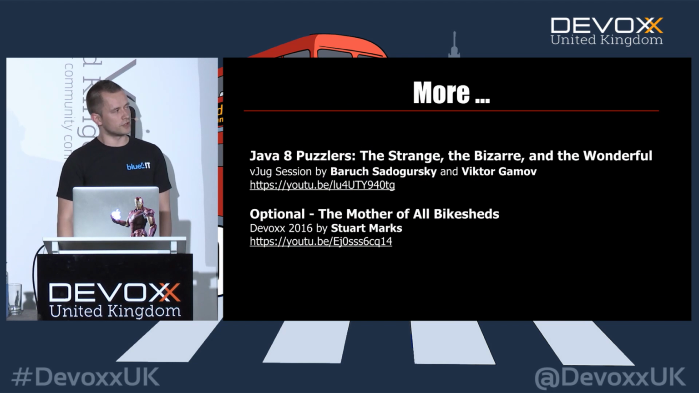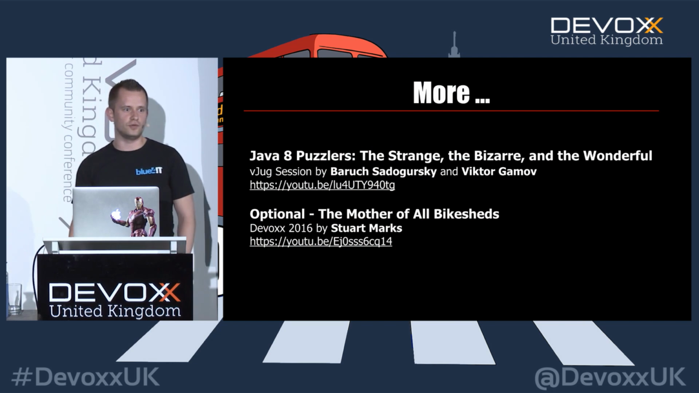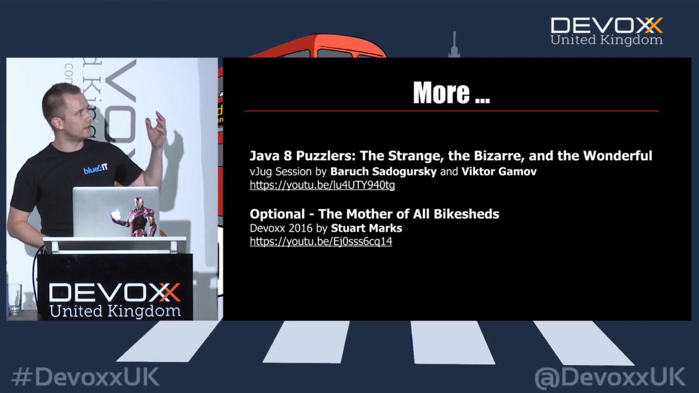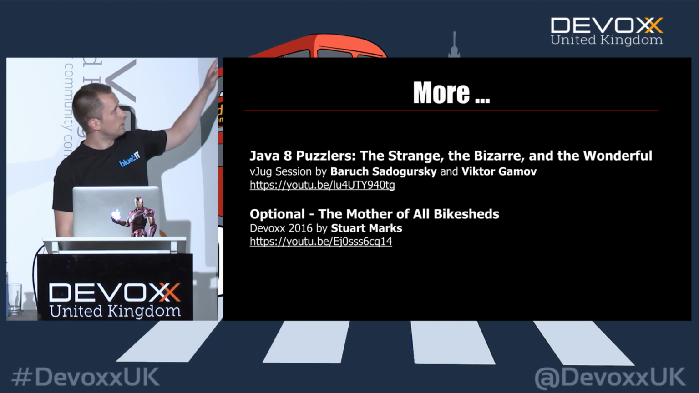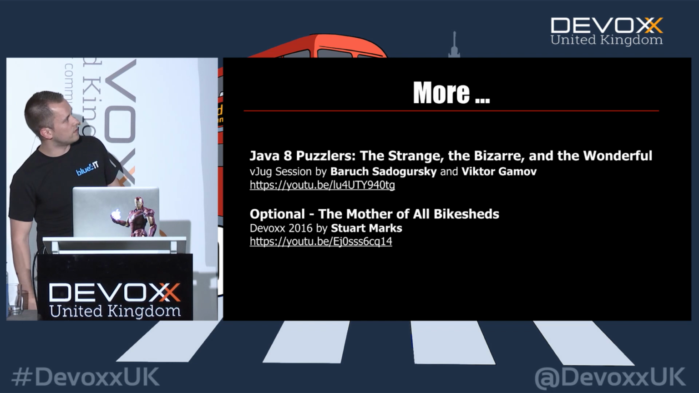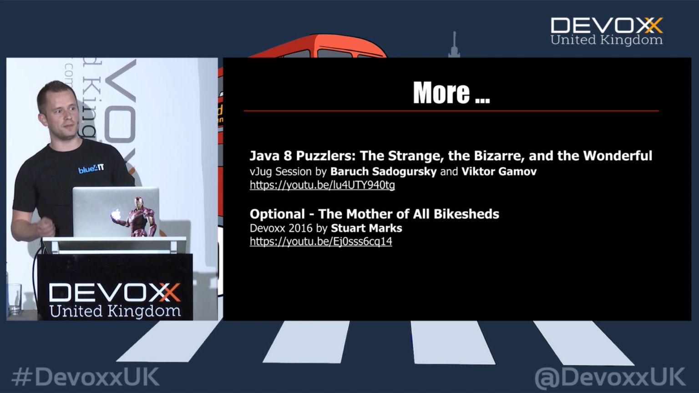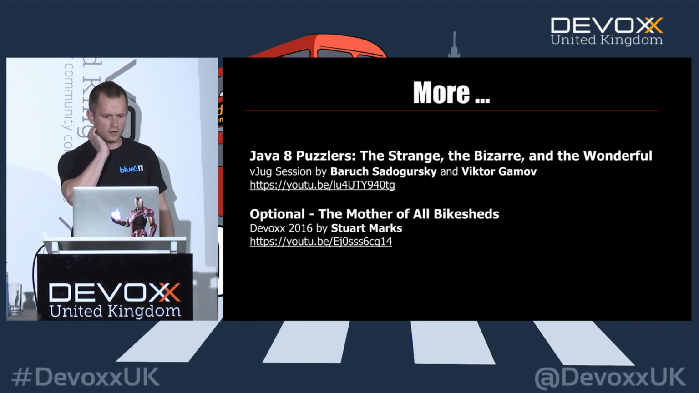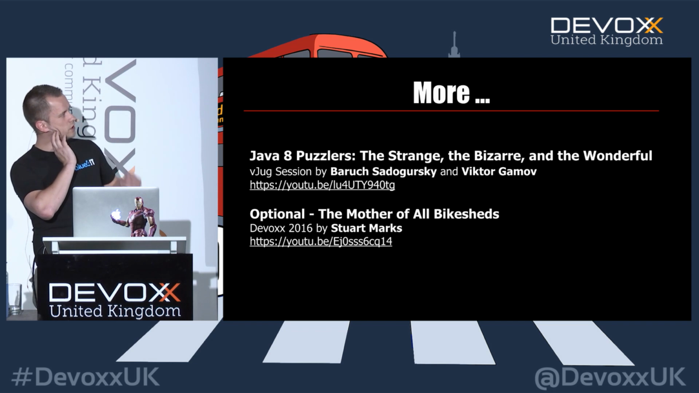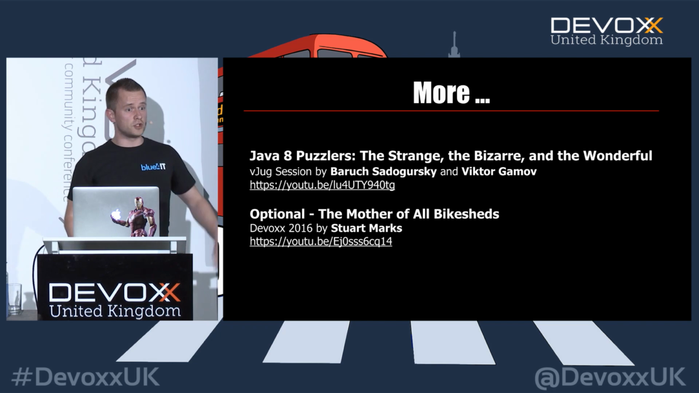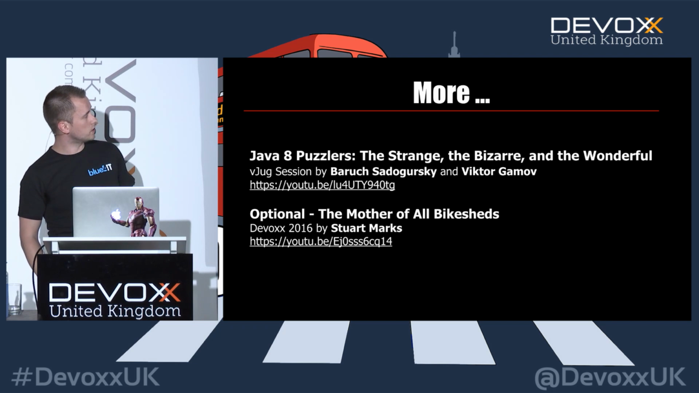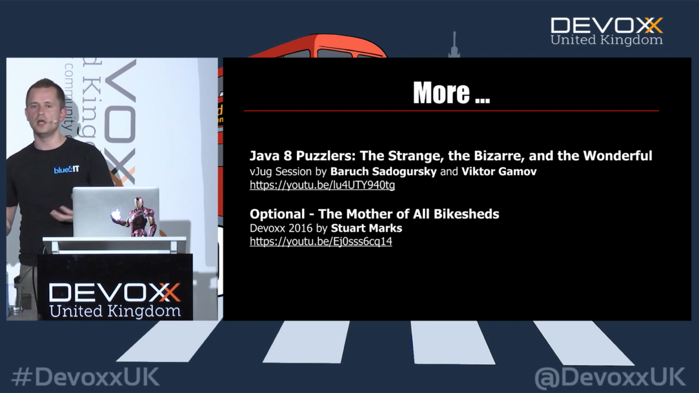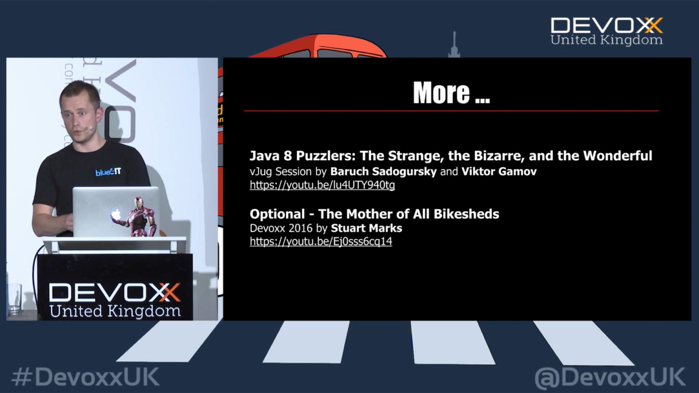If you want to know more about the puzzlers, I actually stole a few puzzles. I didn't make them myself. I just added them to make it work in my session. But go to the session over here from Baruch and Victor. They had a whole session about Java 8 puzzlers, which is very, very fun to watch. It was for VJEC from last year, I guess. And if you want to know more about optionals, there was a DevOps Belgium talk in 2016 from Stuart Marks, which has the view on how and why optionals were created and how they were intended to be used.